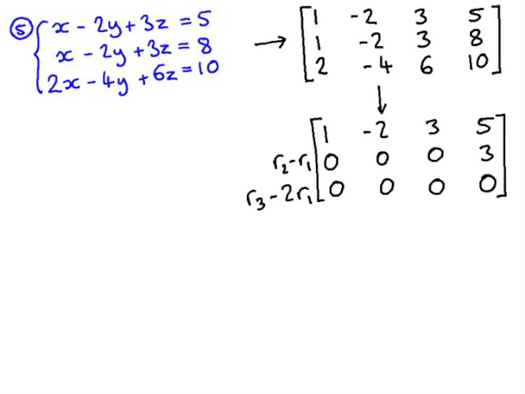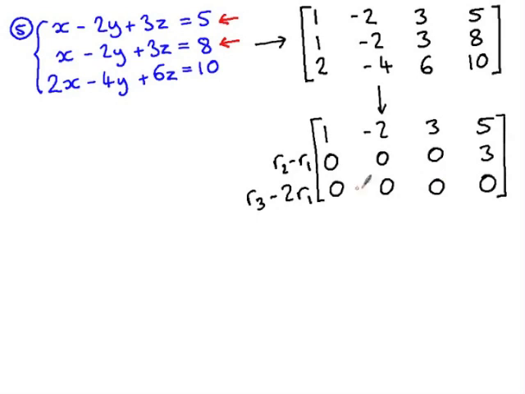Let's think about what this means graphically. We know that if we've got 0, 0, 0, 3, that's impossible. The system is inconsistent. There's no solution which is true simultaneously for all 3 equations. In other words, the planes represented by the first 2 equations are parallel.